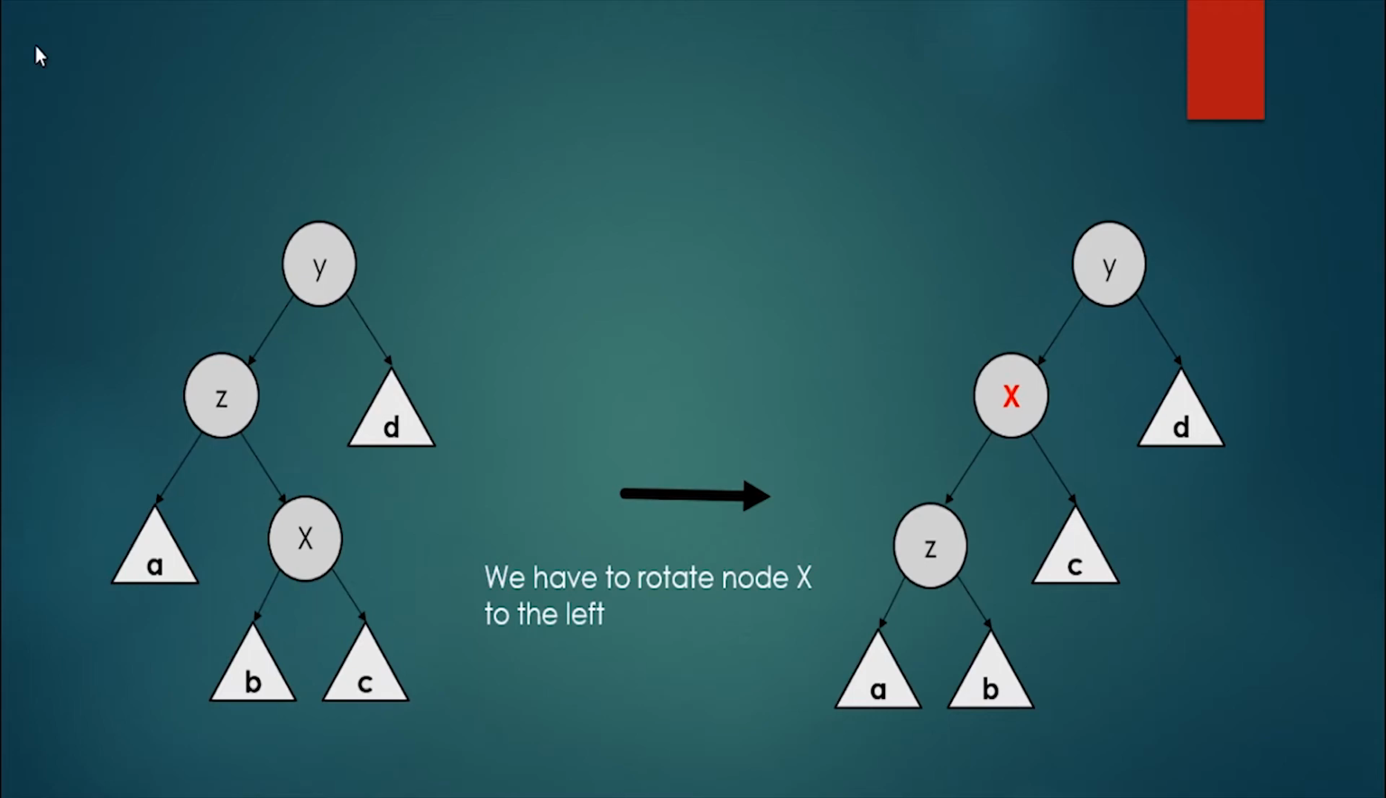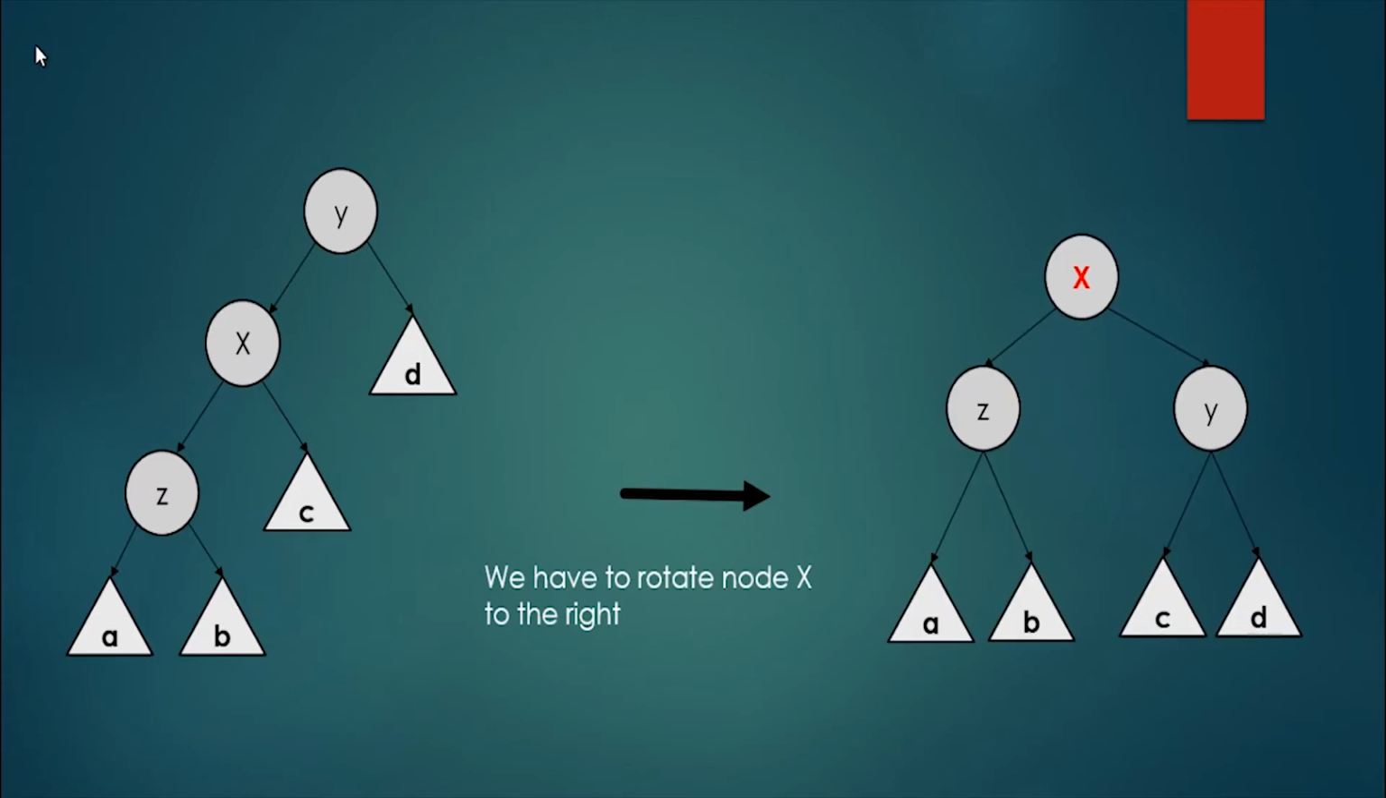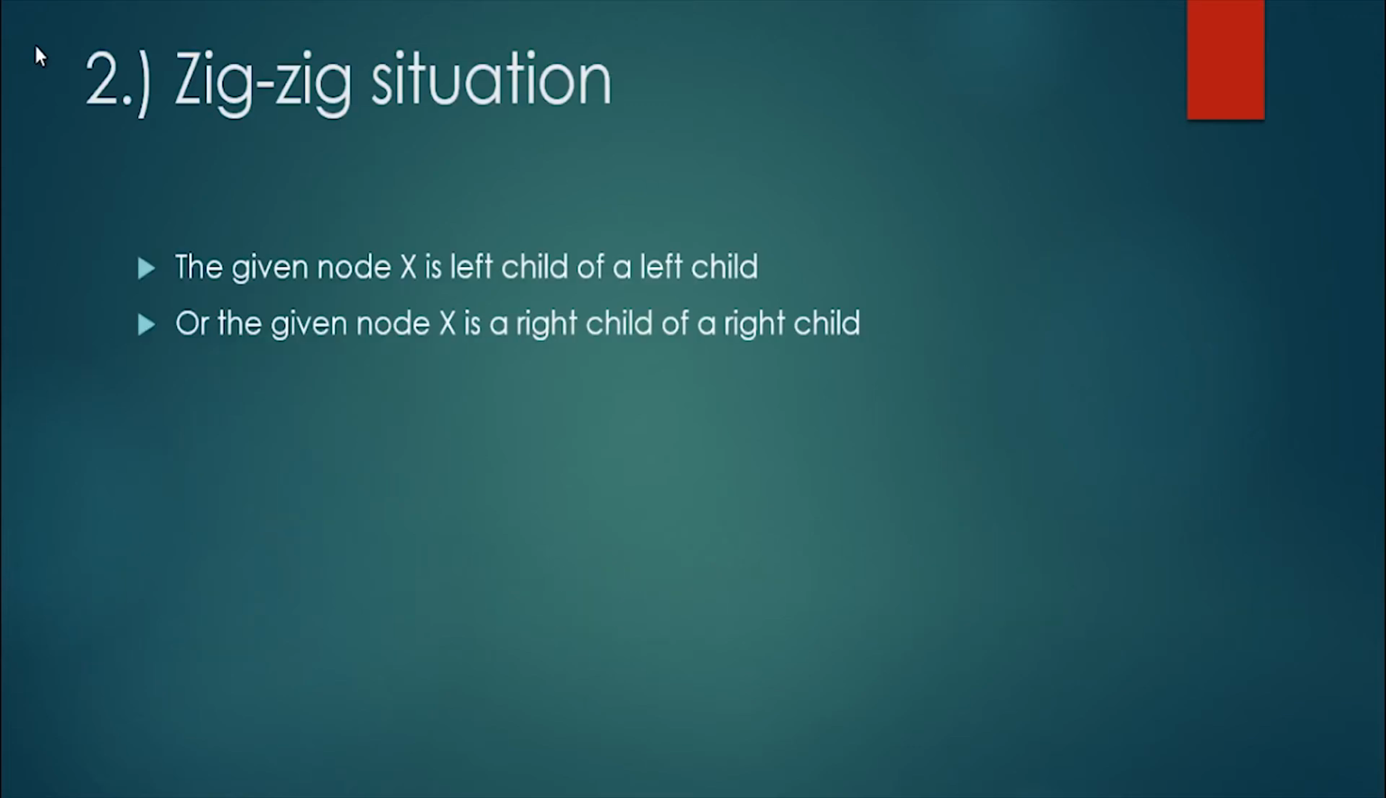It is not good. Why? Because we want the node X to be the root, and the X in this situation is not the root. So we have to rotate the node X to the right. After this rotation, the X will be the root node, and this is the case we are looking for. So we have to make a left and then a right rotation. And exactly the same appeared when we were dealing with AVL trees.